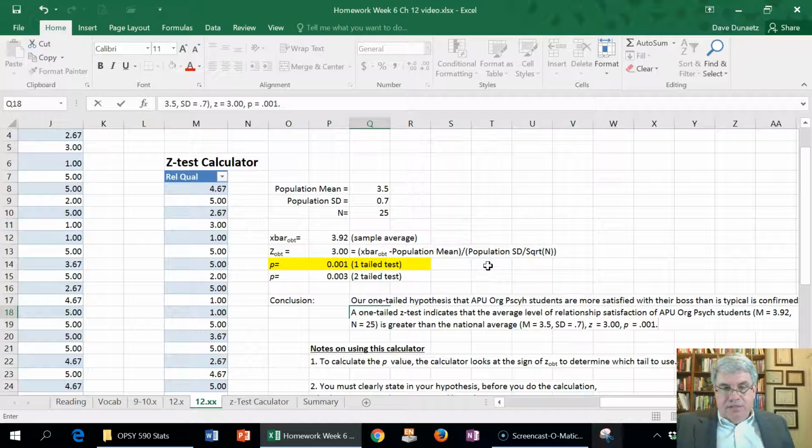Our one-tailed hypothesis that APU org psych students are more satisfied with their boss than typical is confirmed. A one-tailed z-test indicates that the average level of relationship satisfaction of APU org psych students, mean equals 3.92 and n equals 25, is greater than the national average, where the mean was 3.5 and the standard deviation 0.7, with a z of 3.00 and a p of 0.001.